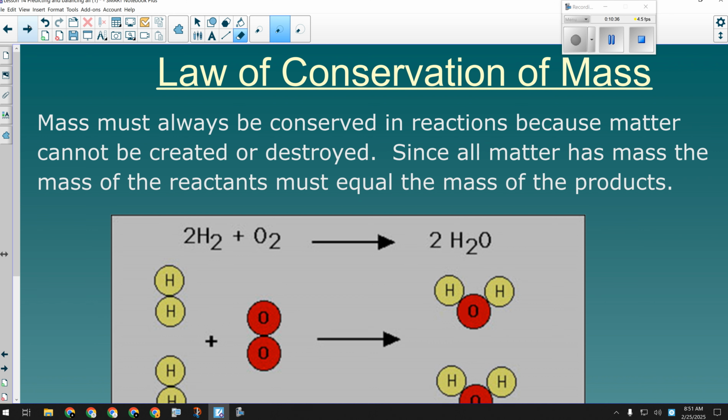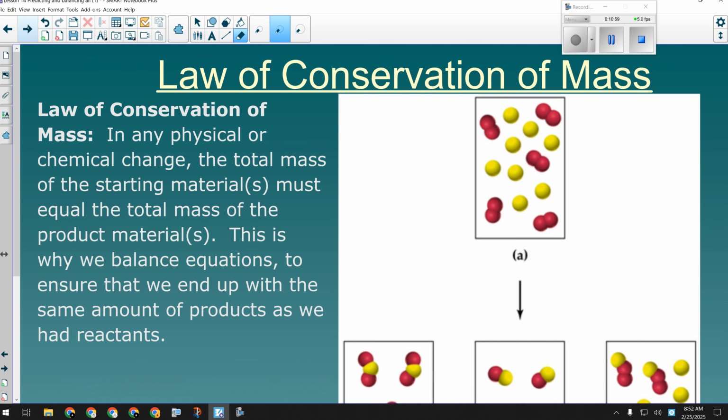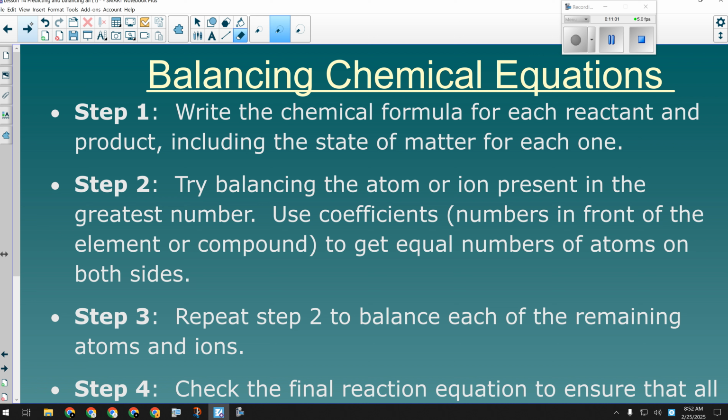So this little bit here, we'll just skip over this. This is the explanation for why we balance chemical reactions. We've been balancing chemical reactions for like 2 weeks already, so we already know how to do that. The reason we do it is because we have to obey the law of conservation of mass. I can't make more of something through a chemical reaction. I have to have the same amount of everything on both sides. And balancing, we already know how to do that.